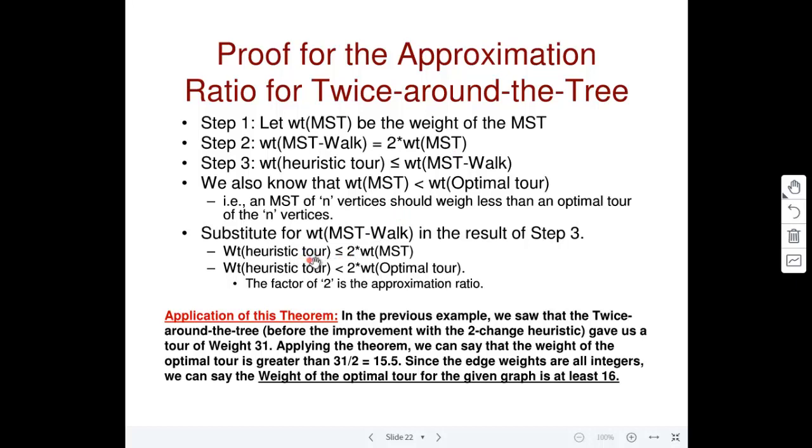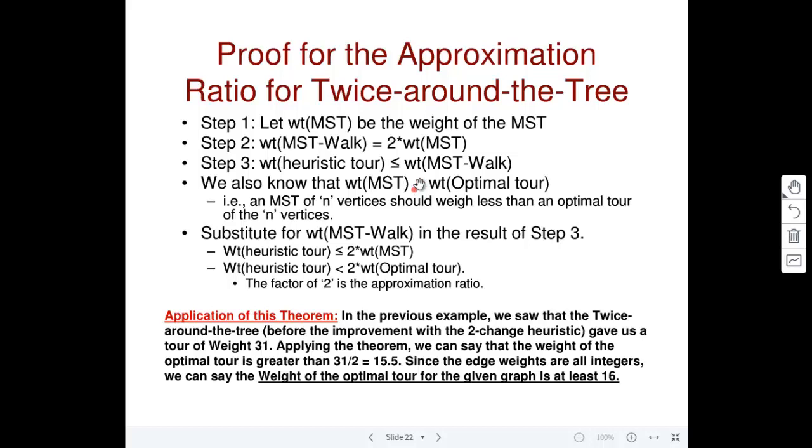So the weight of the heuristic tour is less than or equal to, instead of the MST walk, twice the weight of the minimum spanning tree, based on the second step. Now we know from our observation that the weight of a minimum spanning tree will always be less than the weight of an optimal tour. So all I'm going to do now is replace this weight of the minimum spanning tree with this inequality, that it is going to be less than the weight of the optimal tour.